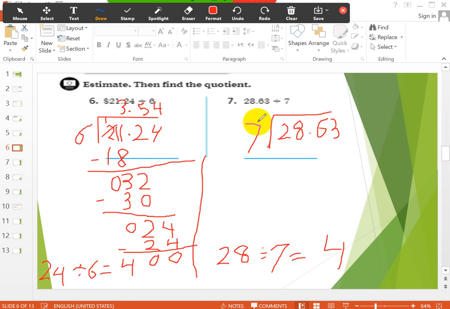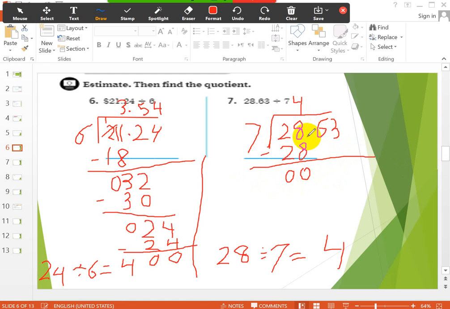Be patient, please. Now 28 divided by 7 equals what? Which number will I multiply with 7? The answer will be 28. It will be 4. Okay, 4 multiplied by 7 equals 28, and then you will subtract. Now 8 minus 8 equals 0. 2 minus 2 equals 0.